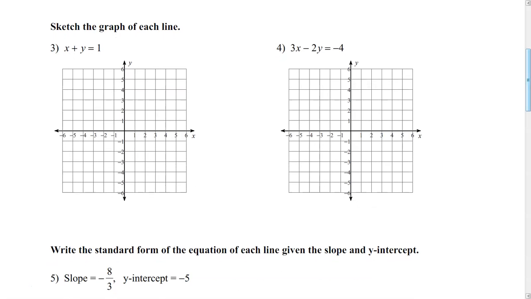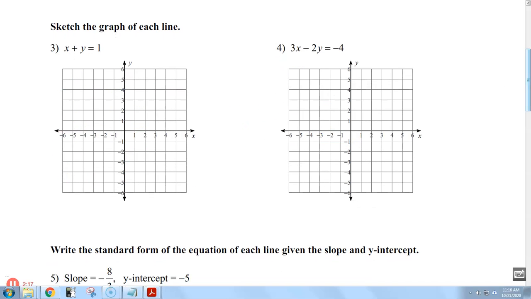Sketch a graph. Different ways to sketch graphs. We could, I think, 2 ways, however you want to kind of go about this. But way number 1, you can always make a table. All right, and then way number 2 is to rewrite in y equals form, rewrite in slope-intercept form. So I'm going to show you both ways. So in example 3, I'm going to make a table. It looks really easy to make a table. So kind of make this table.